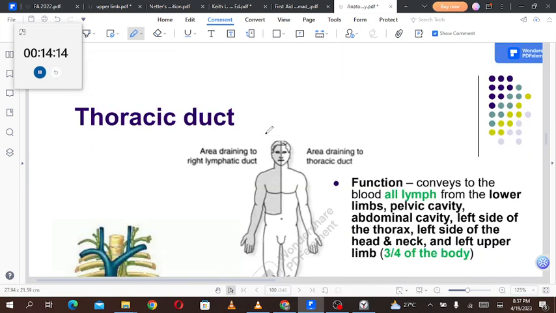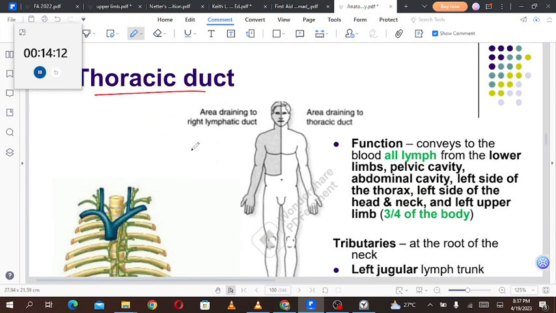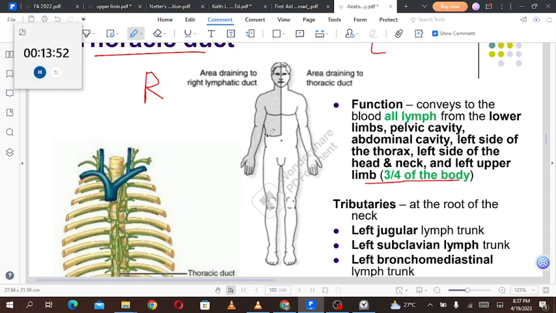Another structure that is present in the superior mediastinum is the thoracic duct. Remember, this is the right side and here we have the left side. The function of the thoracic duct is that it conveys to the blood all lymph from the lower limbs, pelvic cavity, abdominal cavity, left side of the thorax, left side of the head and neck, and left upper limb, three-quarters of the body. So basically three-quarters of the body.